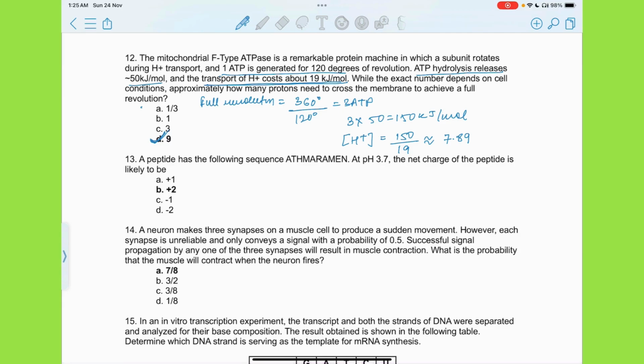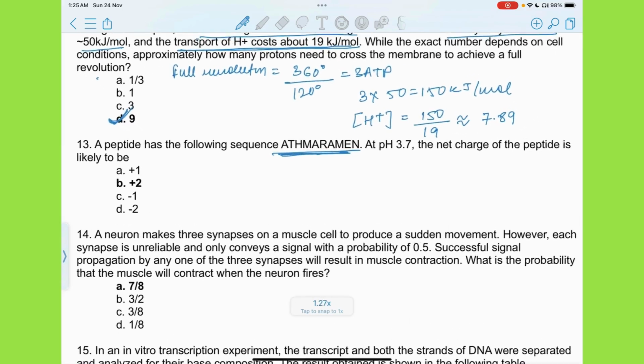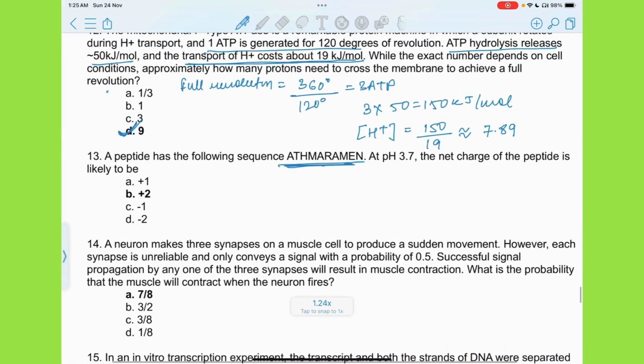A peptide has the following sequence: ATHRMNADHMARAMEN. At pH 3.6, the net charge of the peptide is likely to be. So you need to know which abbreviation of the amino acids it is, which amino acid, and their pK values. I'm having a little doubt in this question also, because I feel the answer given in option 2 is not right. Let's see. Let's consider this is the N terminal and this is the C terminal of the protein.